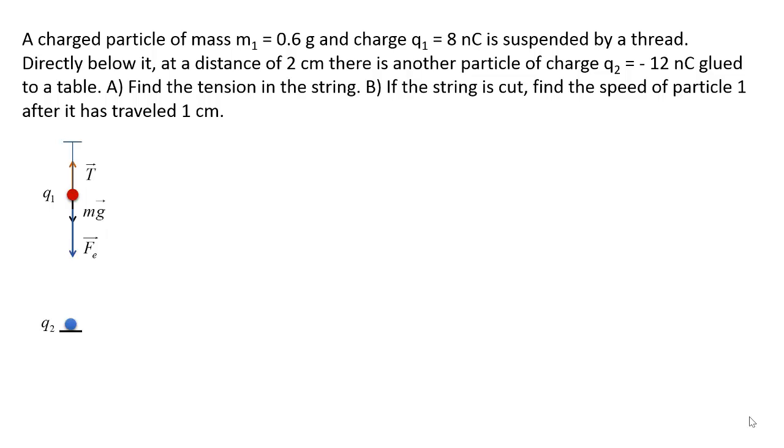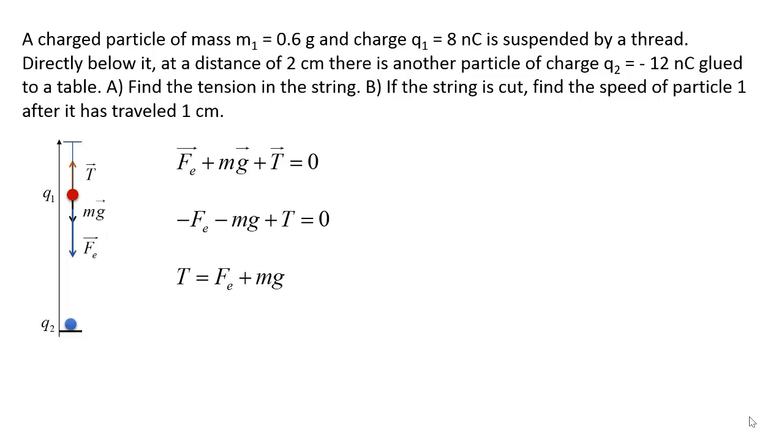Since charge 1 is in equilibrium, the sum of all forces acting on it has to add up to 0. But as you can see, this is a vectorial equation, which means we need to determine what is the positive direction for us. For this problem, I will choose the positive direction as being vertically up. That means that the electric force is negative, the force of gravity is negative, and the tension force is positive, and all three of them have components only along the vertical axis. From this equation, we can write that the tension will equal the sum between the electric force and the force of gravity. So all we have to do is calculate these forces.